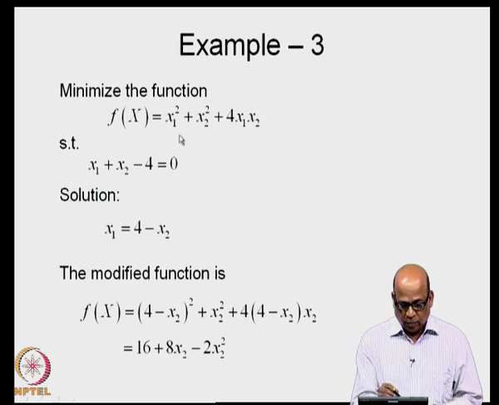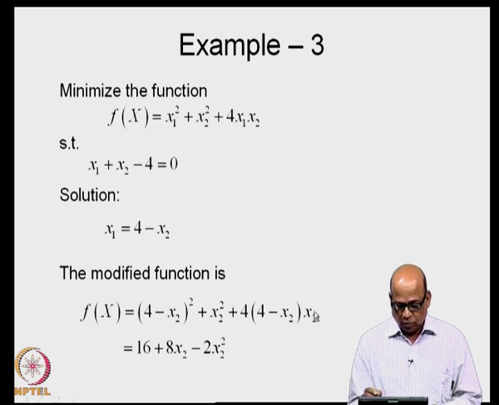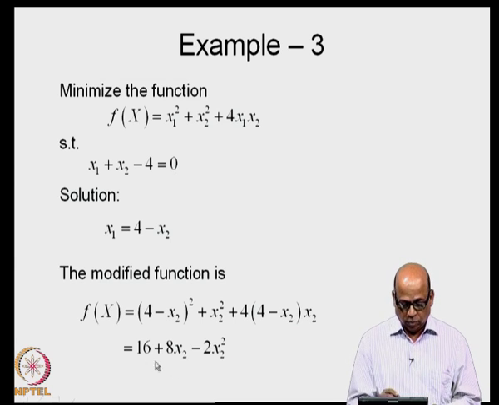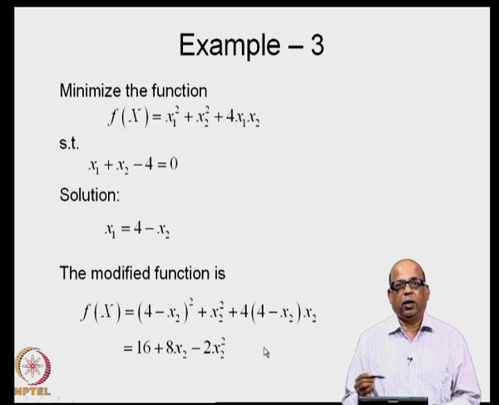So, x1 square, which is (4 minus x2) square, plus x2 square plus 4 x1, which is 4 minus x2, into x2. So, we have converted the original problem of 2 variables into a problem of 1 variable using the constraint. So, this becomes 16 plus 8 x2 minus 2 x2 square. So, this is a function of a single variable.